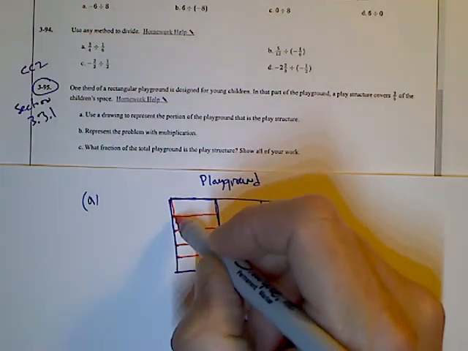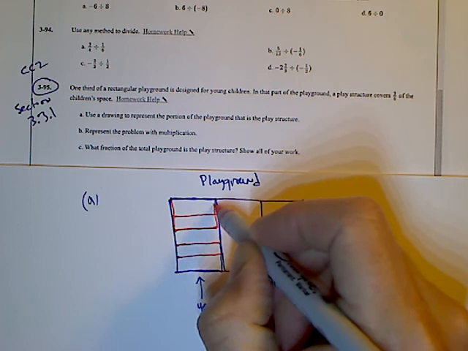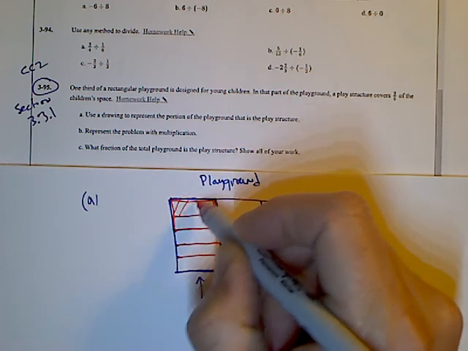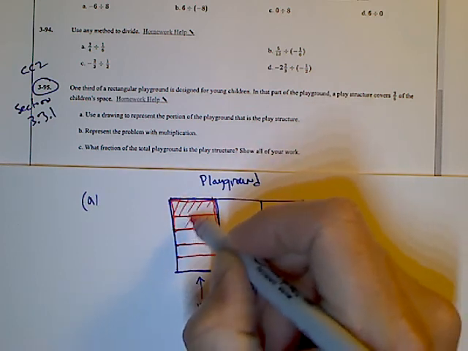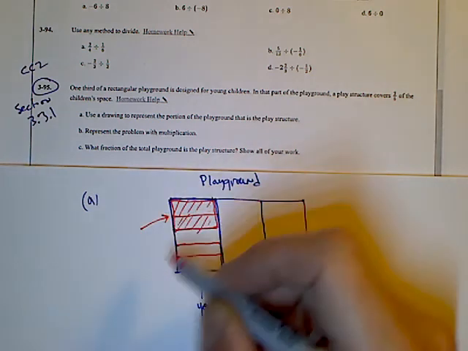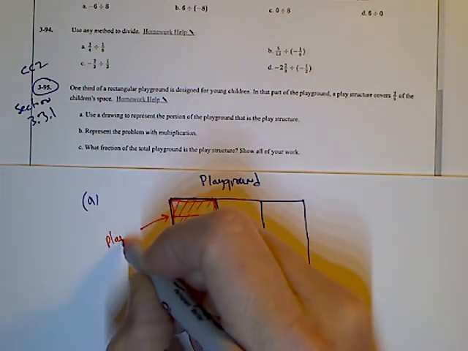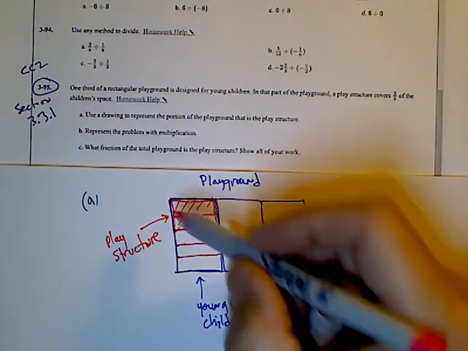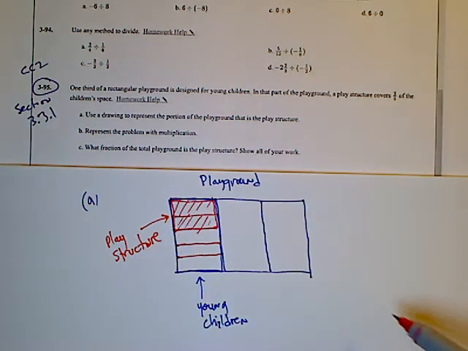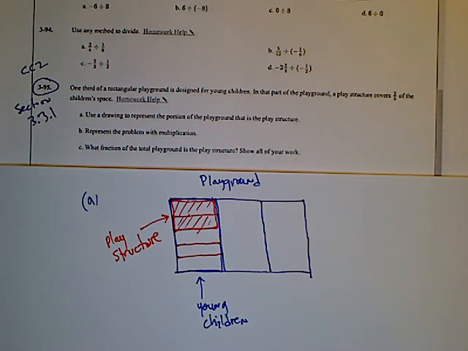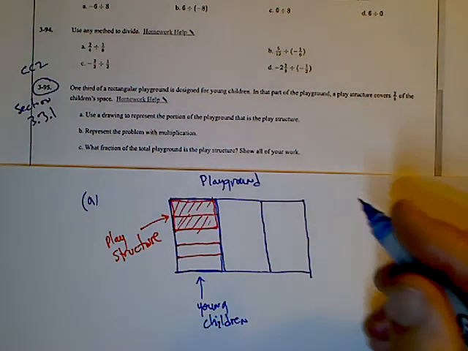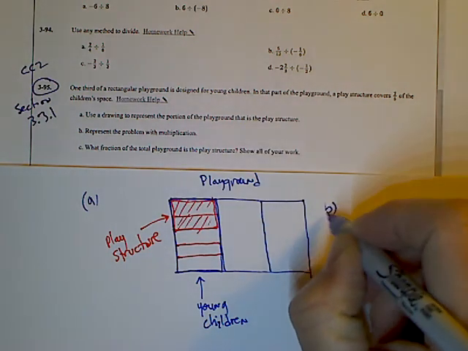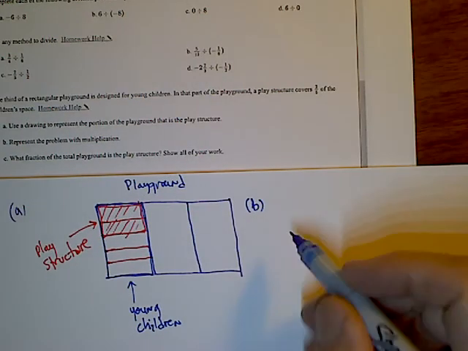So it doesn't matter which 2/5. I'll just use this top one here. So I'll designate these 2/5. So that part is the play structure. Okay, so there's my drawing that represents the play structure based on the information they give us. All right, now for part B, it says to represent the problem with multiplication.